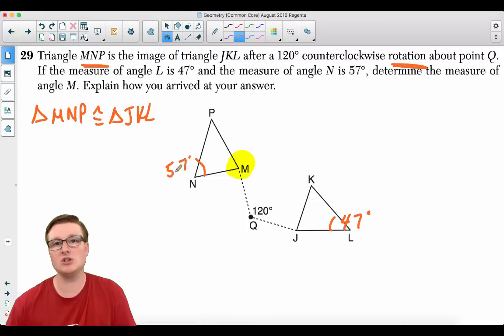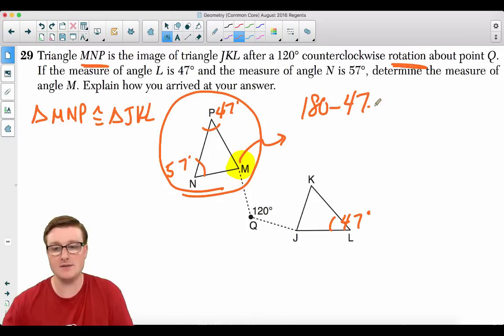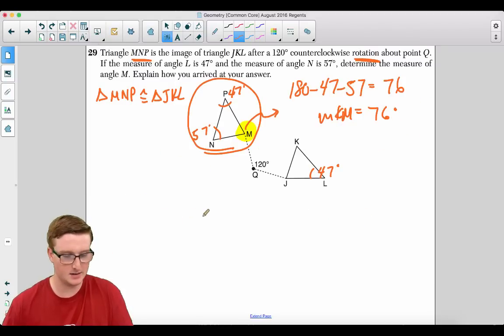Okay? So now what we're going to do is we're going to fill in our known angle measurements. Angle L is the same as angle P. So this up here is actually 47 degrees. There are 180 degrees in a triangle. Well, we're only looking at this triangle now. We don't care about this one anymore. Angle M is just figured out by doing 180 minus 47 minus 57, because there's 180 degrees in a triangle, which is 76. So the measure of angle M is equal to 76 degrees. So your answer is the measure of angle M is equal to 76 degrees.